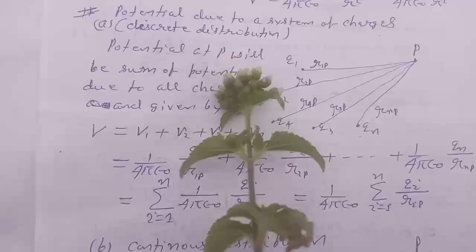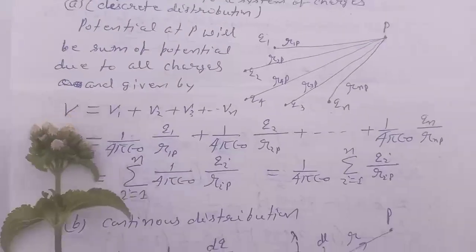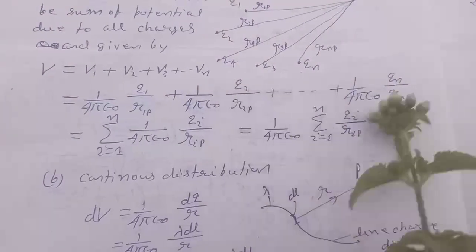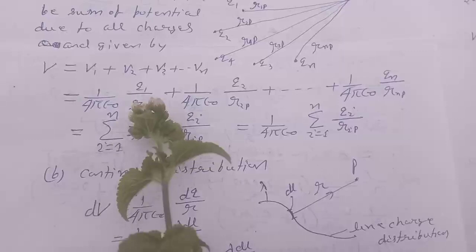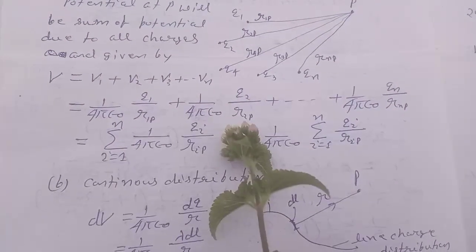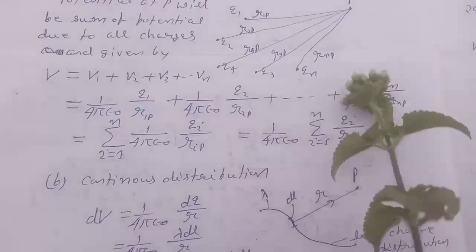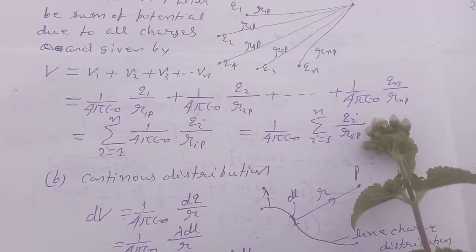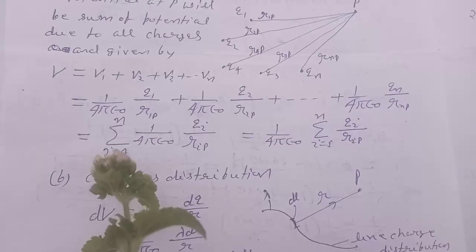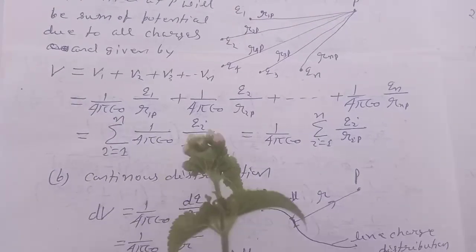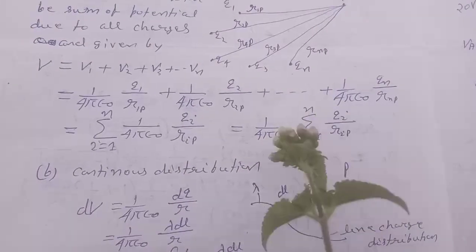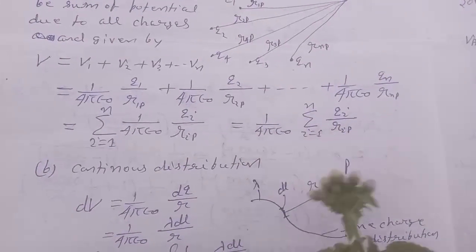So the potential at P will be the sum of the potentials due to all charges, given by V equals V1 plus V2 plus V3 and so on, equals 1 by 4 pi epsilon naught Q1 by R1P plus 1 by 4 pi epsilon naught Q2 by R2P plus and so on, equals sigma i equals 1 to n of 1 by 4 pi epsilon naught Qi by RiP, equals 1 by 4 pi epsilon naught sigma i equals 1 to n Qi by RiP.